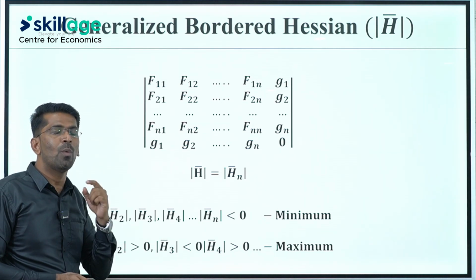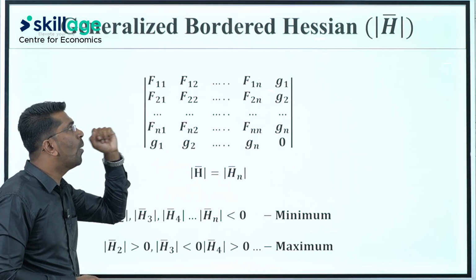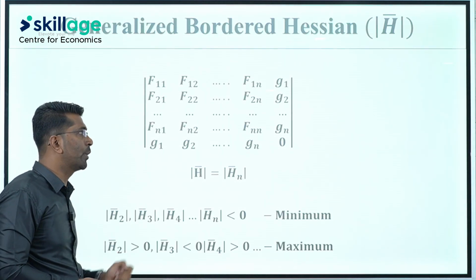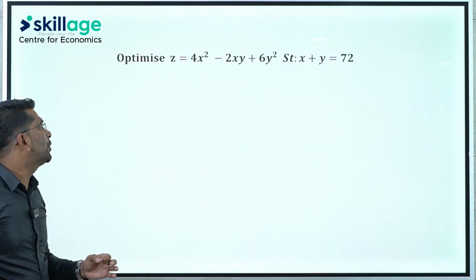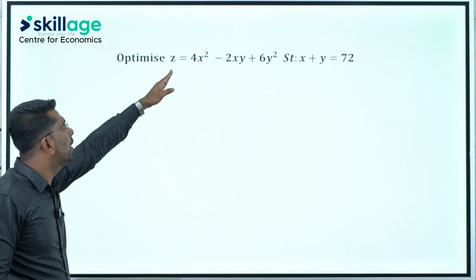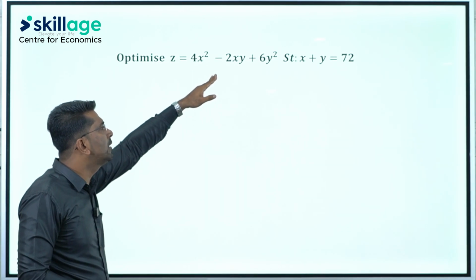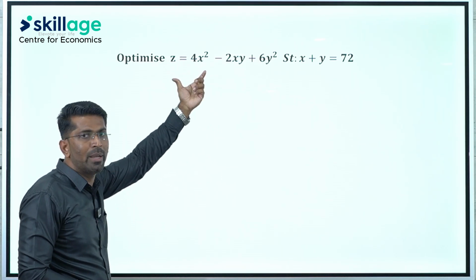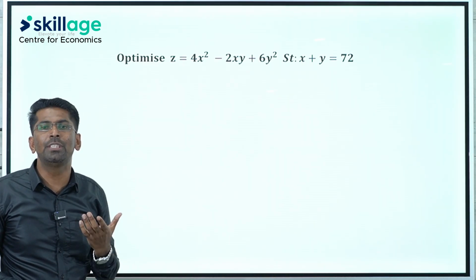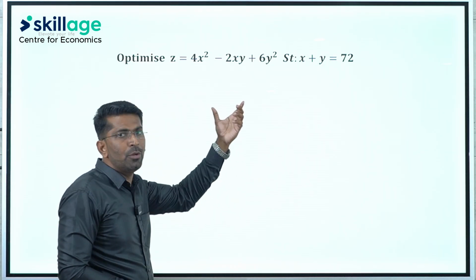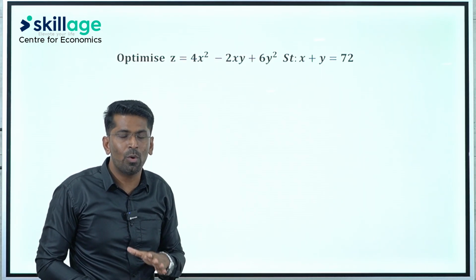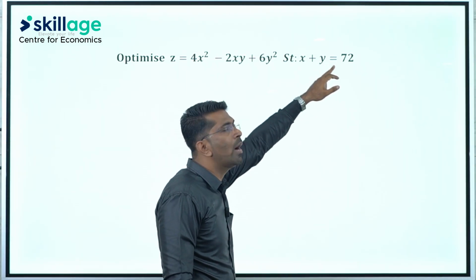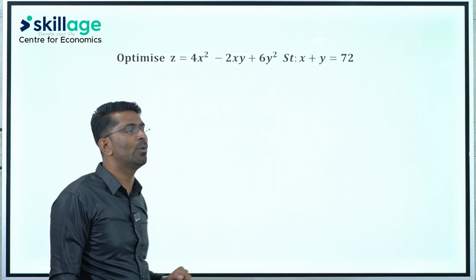Before that, we are going to take one example related to the optimization of an objective function which is subjected to the given constraint. We want to optimize the function z is equal to 4x square minus 2xy plus 6y square. This is the optimization function, or we can call it an objective function. But this objective function is subjected to the constraint. What is the constraint given here? The constraint is x plus y is equal to 72.